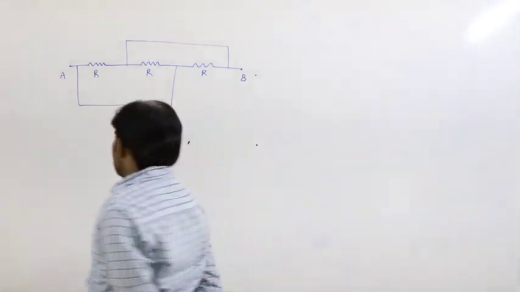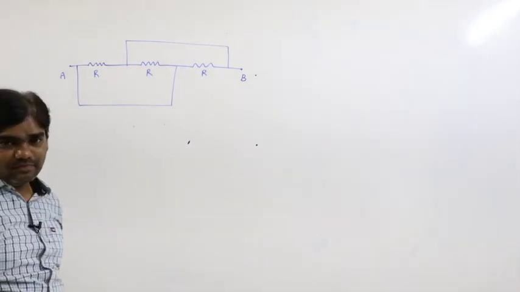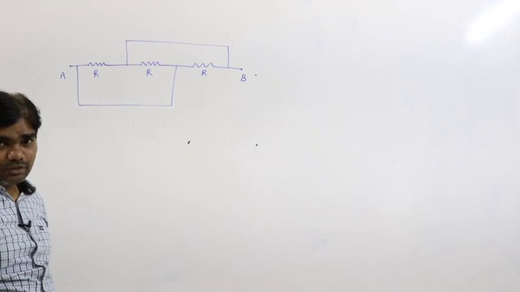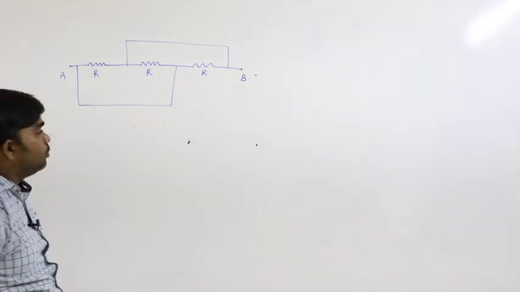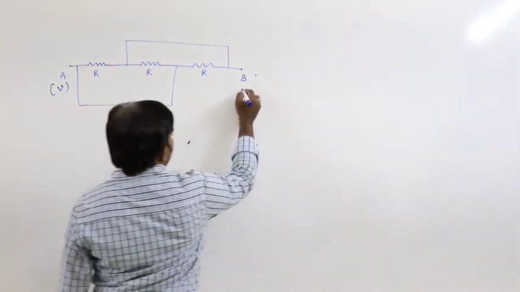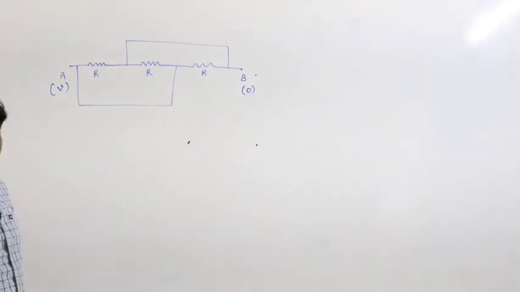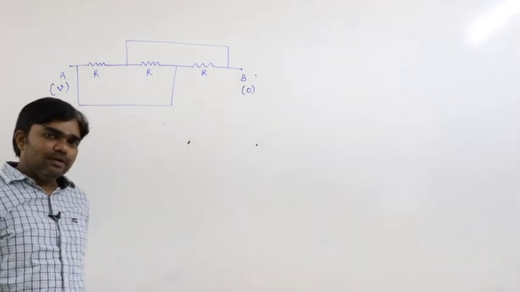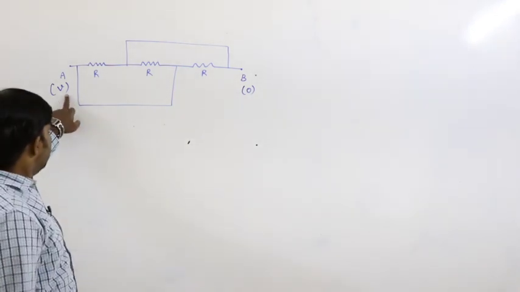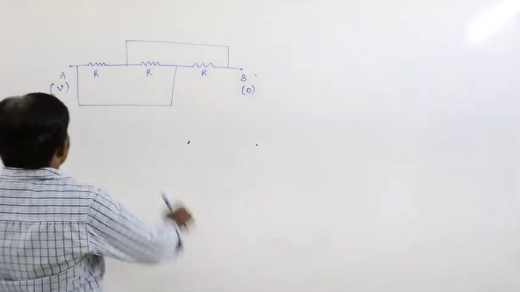Here let us say A is at the high potential and B is at the low potential. Let us say A is at potential V and B is at potential 0.